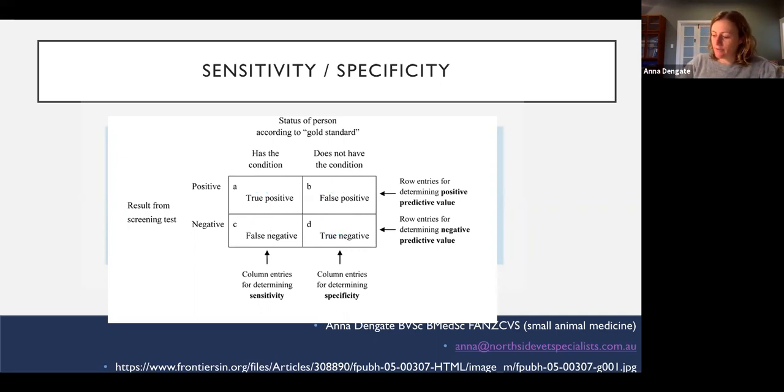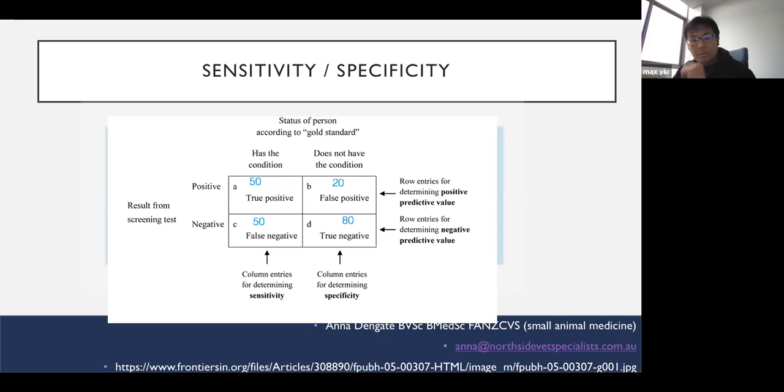Okay, go for it, Max. So we're going to go 50 and 80. 50 sensitivity and 80 specificity. Like that. Beautiful.